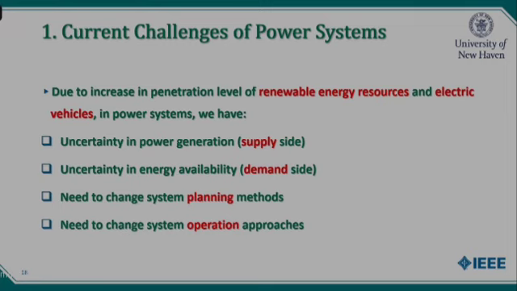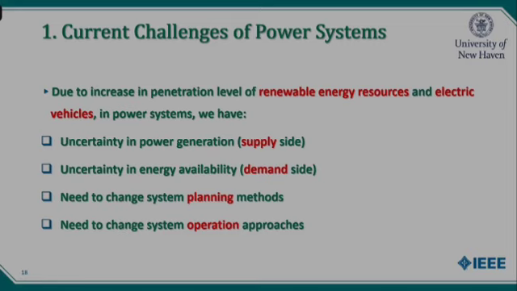You can see we have renewable energy resources such as solar farms and wind farms, and they are working on the supply side. But their generation is not so deterministic. So we can say we have a big uncertainty on generation. So the first challenge on the supply side is uncertainty in power generation, which you can see as the first challenge in this slide.